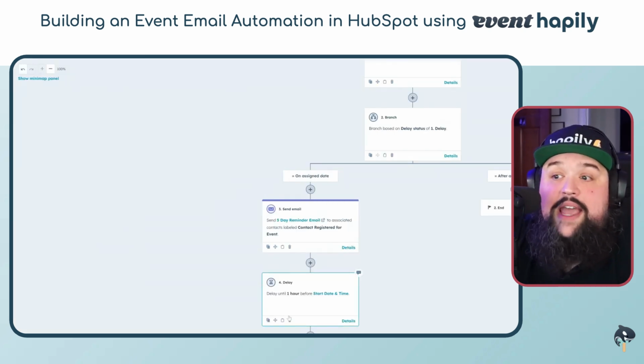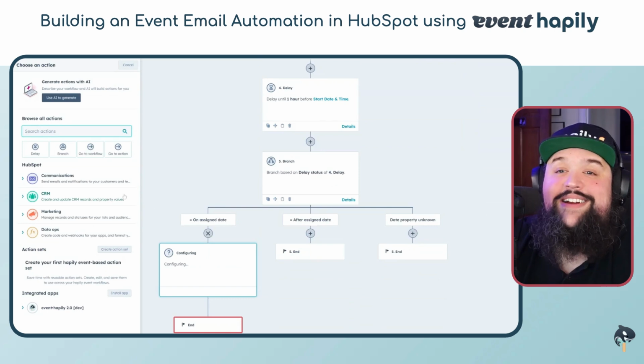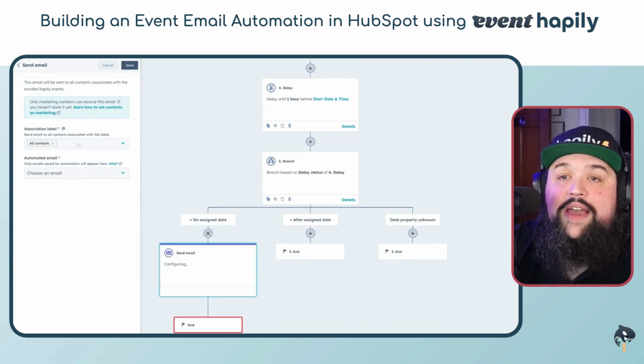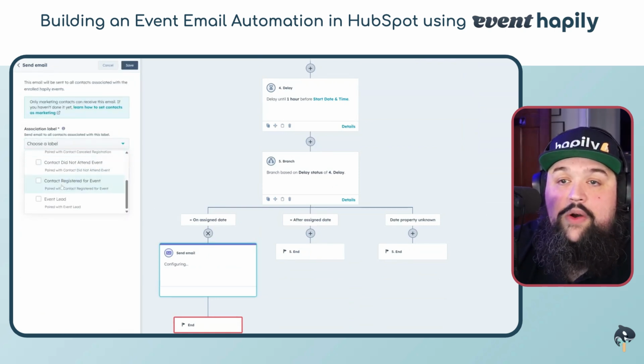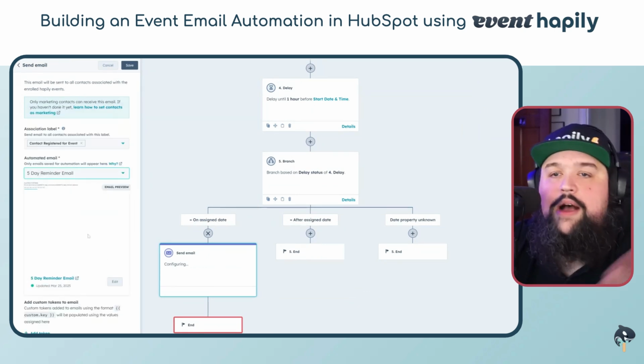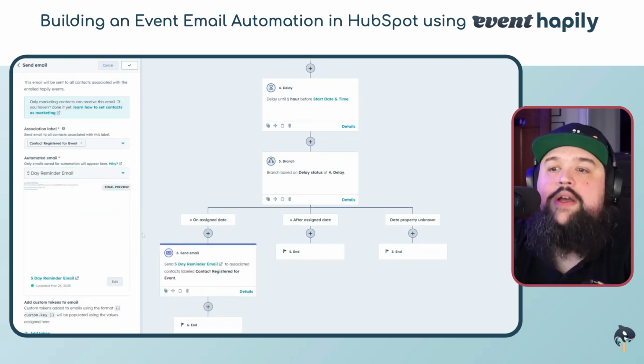And then I would do the same thing. I would literally just come down in here, right? And I would go ahead and send an email. And then I would come into here and I'd say only people who are registered for the event. And then I would make a different email. I'm just going to select this one for the sake of the demo, right?